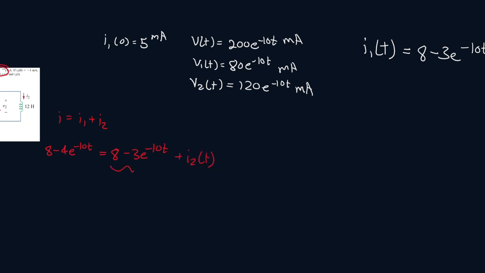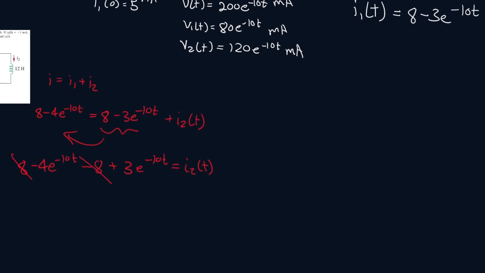Okay, so let's bring this to the other side. This 8 and the 8. So sorry, let's actually just write it down first. Minus 8 plus 3e^(-10t) is equal to I2(t). So 8 minus 8 cancels each other out. Minus 4 plus 3, that's just minus 1. So minus e^(-10t) is equal to I2(t). And that's your final answer.